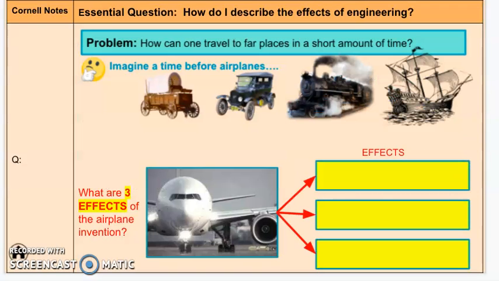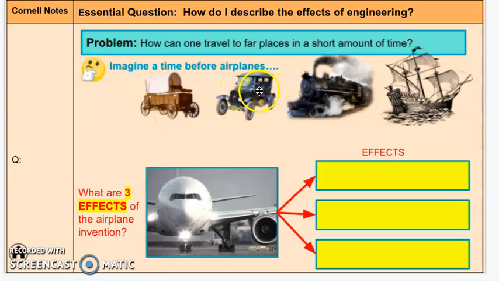All right, scientists, last slide. Here are some examples. So the problem is, how can one travel to far places in a short amount of time? So I want you to imagine a time before airplanes. The covered wagon, the old cars, trains, ships, these were all ways that people traveled before airplanes. However, they were very slow. If you were in a wagon, it would take you months to get from city to city.